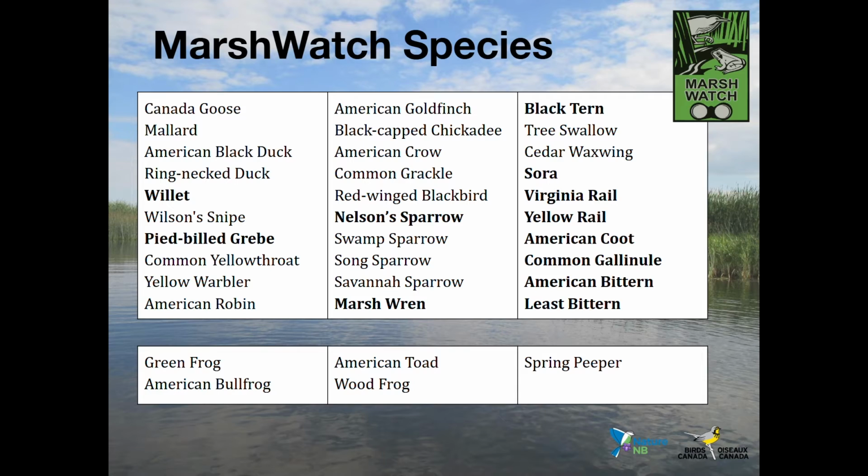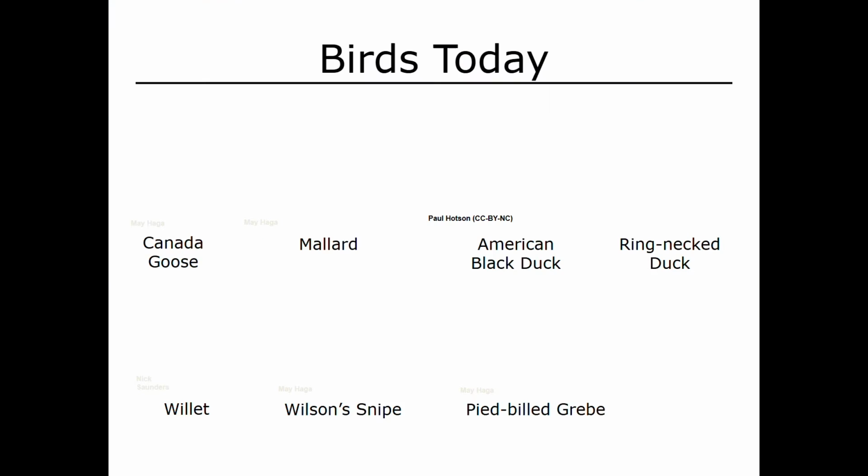So the MarshWatch species, the species we're going to talk about are listed on the slide here. The species in bold are the primary or target species for the Maritimes Marsh Monitoring Program. And we also have the amphibians listed here. And the other species on the slide, they were chosen because they are the most common non-target species that we see recorded in marsh monitoring surveys. So you're likely to encounter these other birds as you complete your surveys.